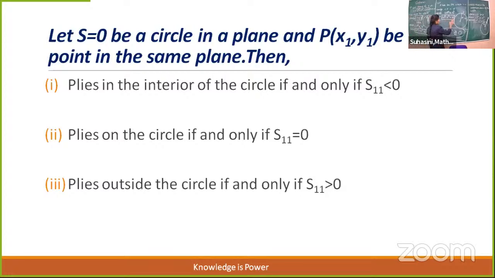CP square minus R square is equal to 0. The point is on the circle. If CP square minus R square is greater than 0, the point is in the exterior plane of the circle. Is this clear, children? Now let us find what CP square minus R square is.